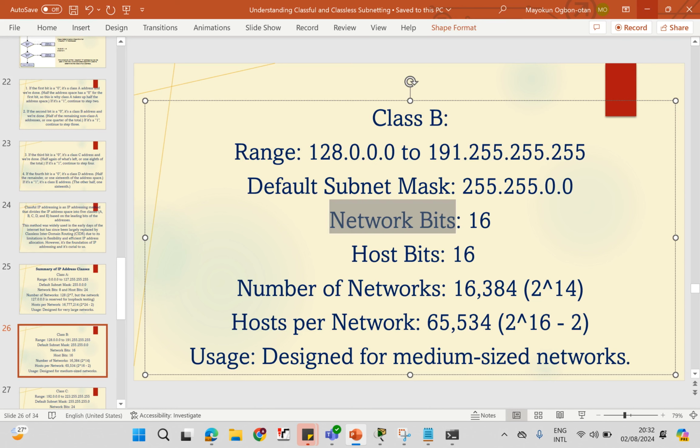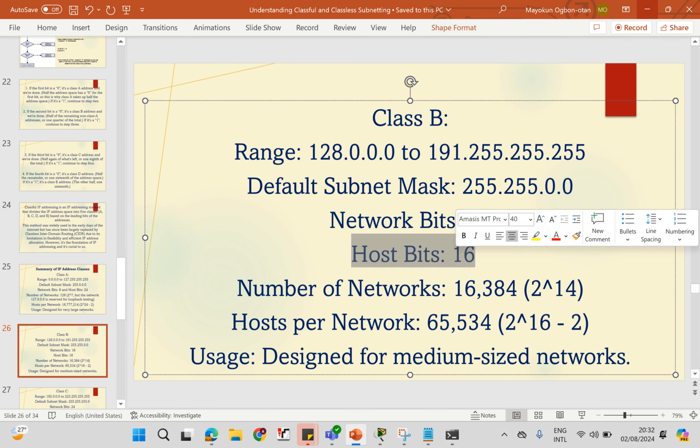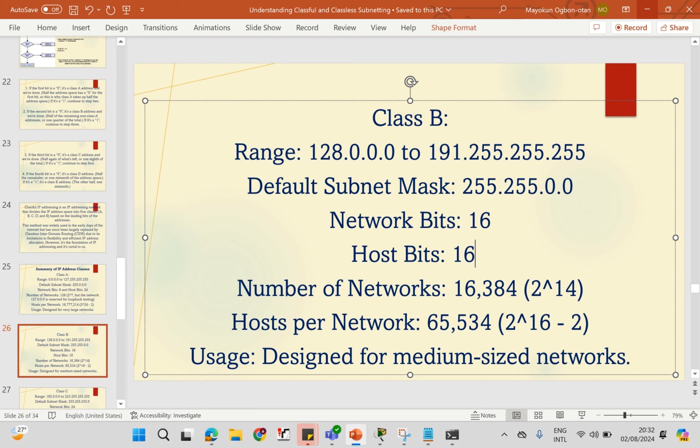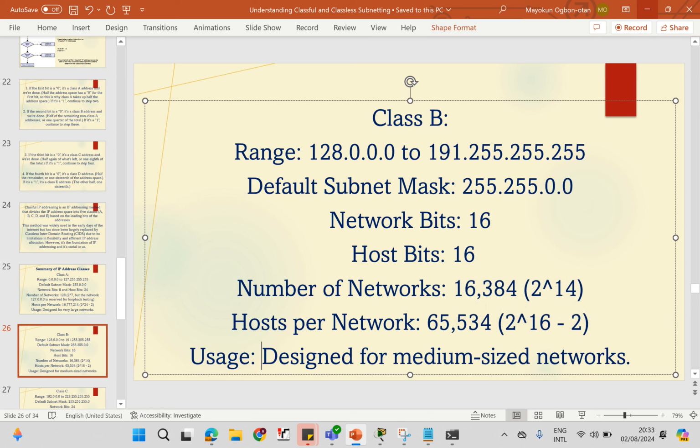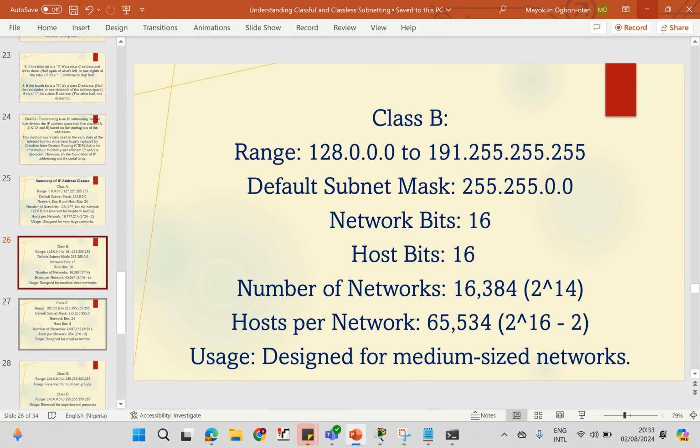255.255.0.0. The network bit is 16 and the host bit is also 16. The number of networks is 16,384, which is 2 raised to power 14. Hosts per network is 65,534. Same way, we are seeing -2 here. This -2 is talking about the network and the broadcast IP. I will explain that in a jiffy. It's designed for medium-sized networks.